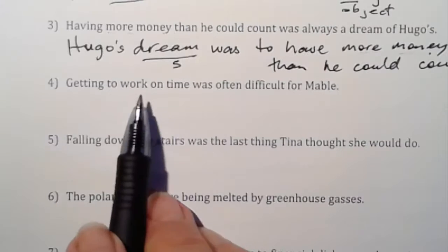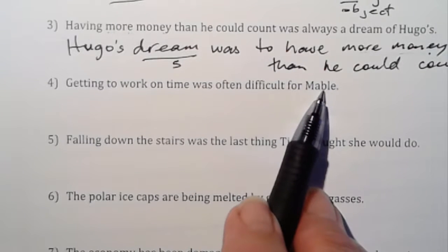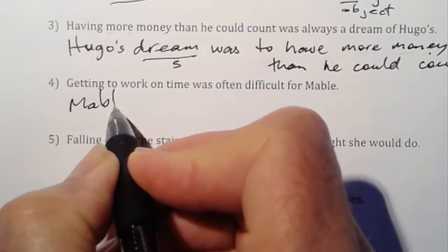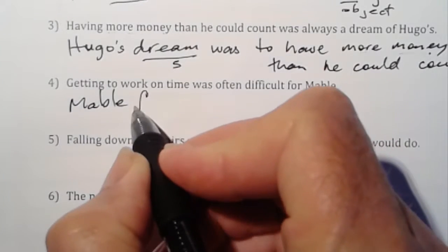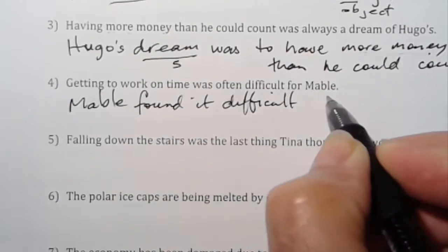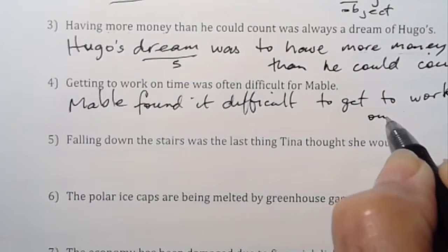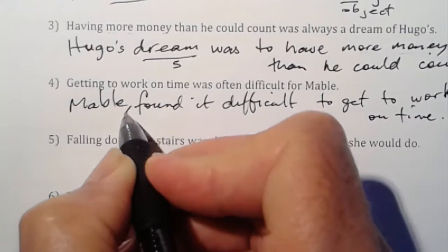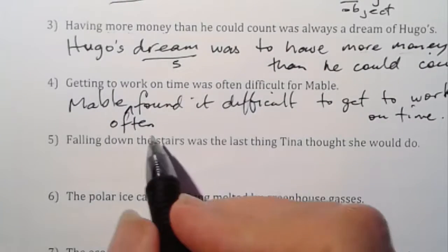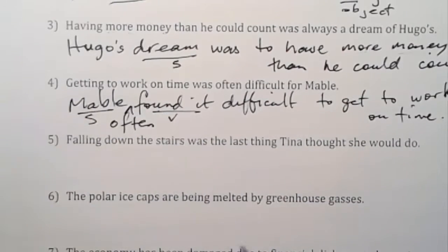Let's have a look at another one. Getting to work on time was often difficult for Mabel. So who is having the difficulty here and who's doing the getting? Mabel. Mabel often found it difficult. So there's my subject, there's my verb. So the clause now is at the start of the sentence.